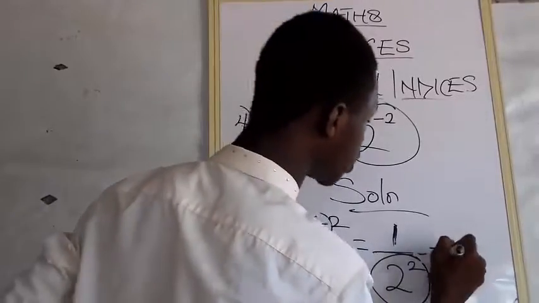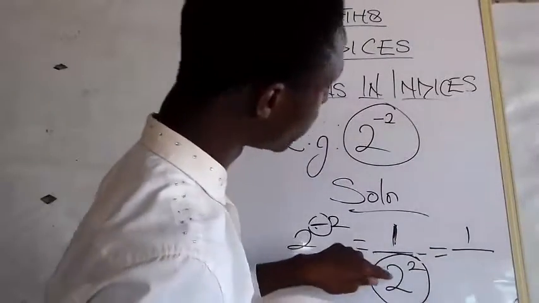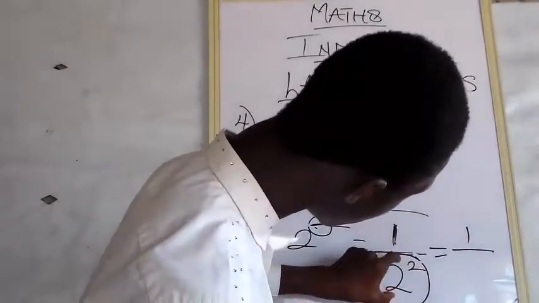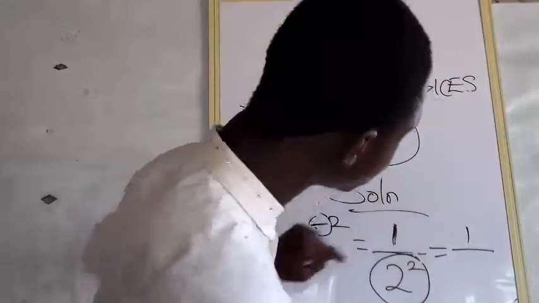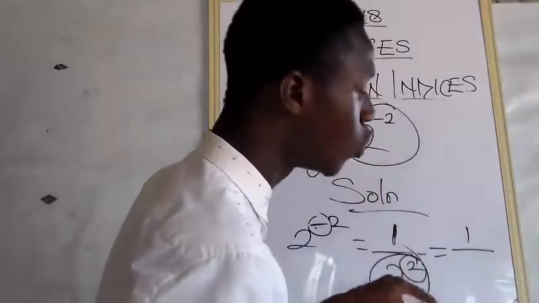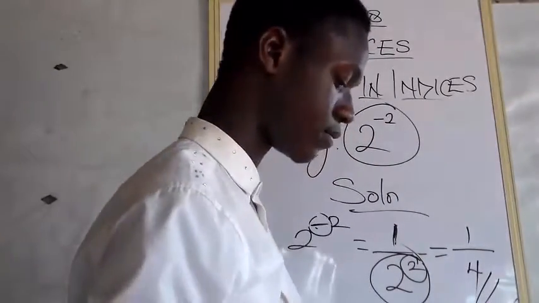Now you come back to this one. Now 1 all over. Now you know what you do with this one. You multiply this number according to the number it is being raised to. That will be 2 multiplied by 2 is 4. And this is your final answer.